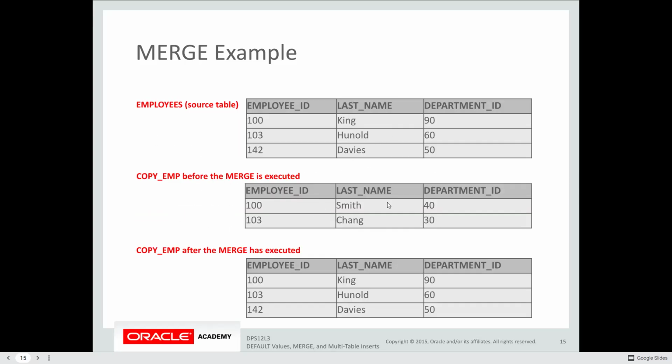And here are the tables, kind of drawing it out so you can see what was merged and why. So here's the employees table, here's the copy before the merge, and here's the copy after the merge command.